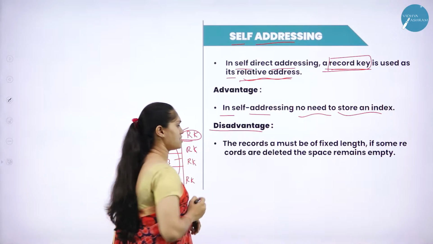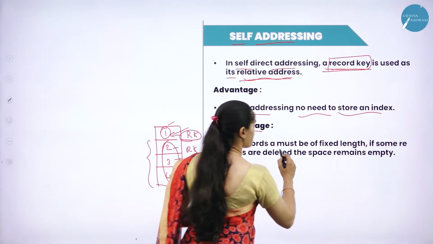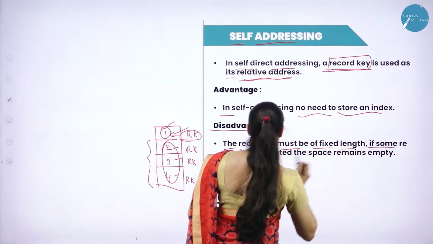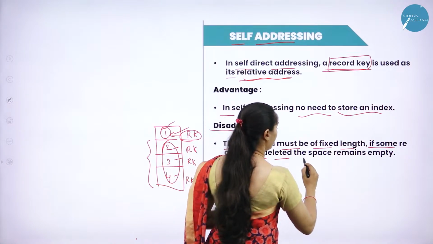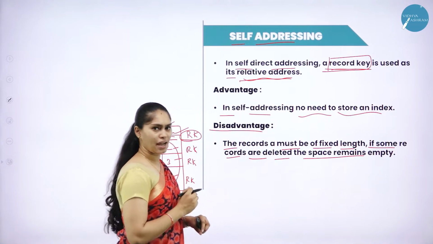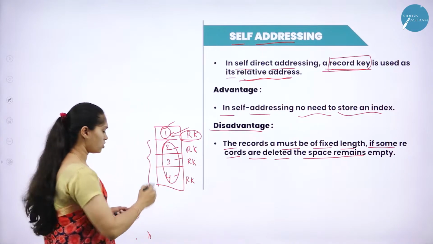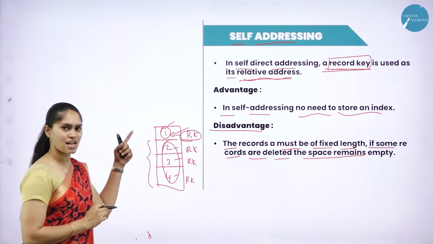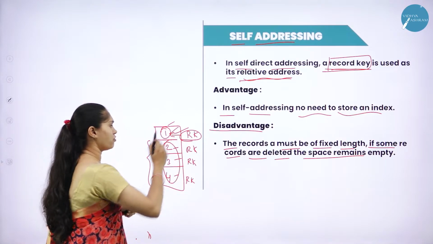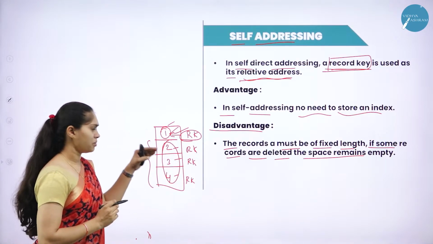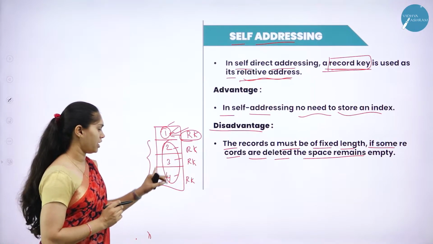But if you consider the disadvantage, the records must be of fixed length. If some records are deleted, the space will be empty. So it needs to be fixed length. That means I'm considering this as a 4. If I get to know the address of the first index, then it will be easy for me to get to know the links of 2, 3 and 4.